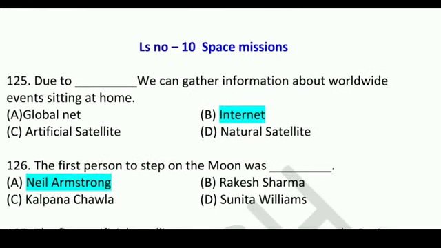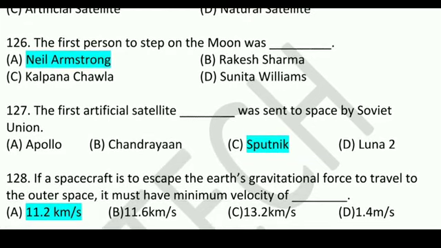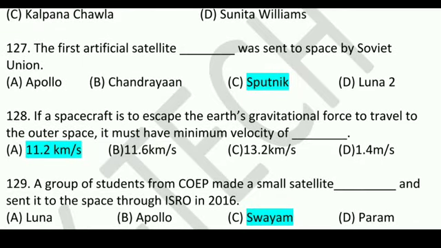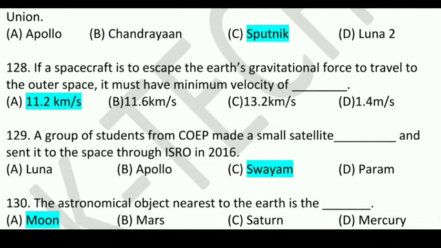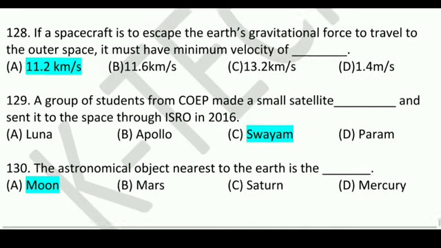Now, coming to the last lesson, lesson number 10, space missions. Due to dash, we can gather information about worldwide events sitting at home. Yes, it is internet. The first person to step on the moon was Neil Armstrong. The first artificial satellite, dash, was sent to space by Soviet Union. It is Sputnik. If a spacecraft is to escape the Earth's gravitational force to travel to outer space, it must have minimum velocity of 11.2 kilometers per second.